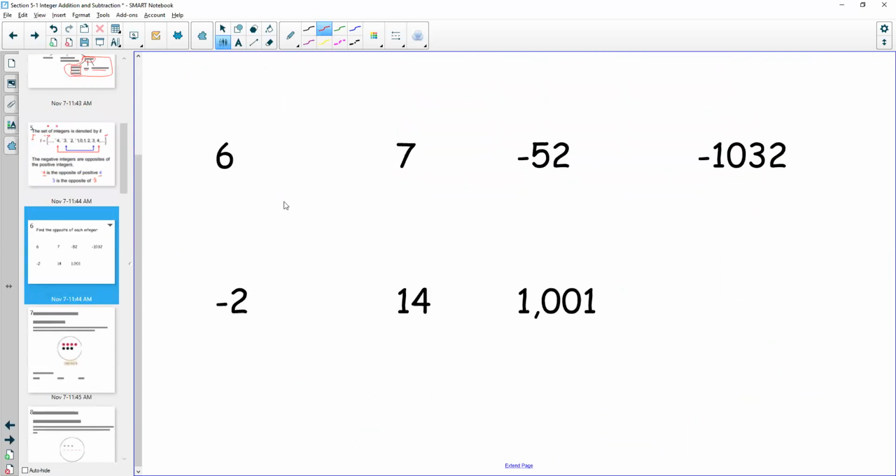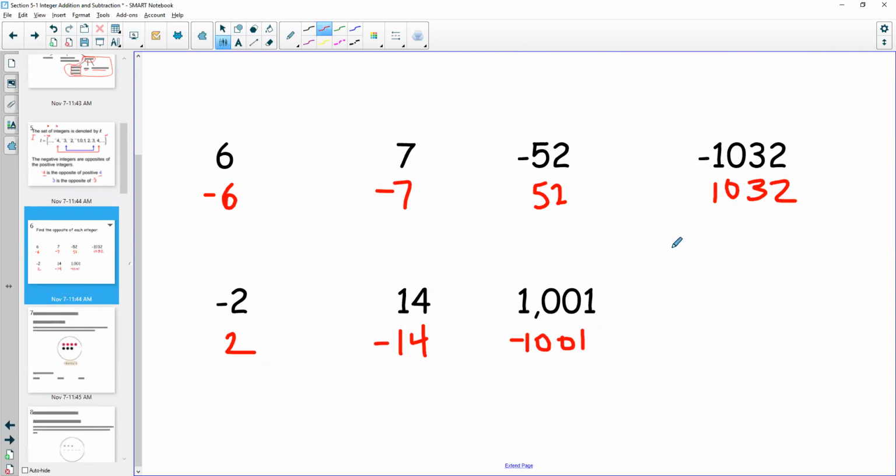So find the opposite of each number. What's the opposite of 6? Well, -6, right? The opposite of 7 is -7. The opposite of -52 is plain old +52. The opposite of -10,032 is +10,032, and so on. I'm sure you don't need seven examples to make this work, but you do have to help kids understand that this is the case no matter how big or small a number is. If I had 1,000,000, the opposite is -1,000,000, okay?